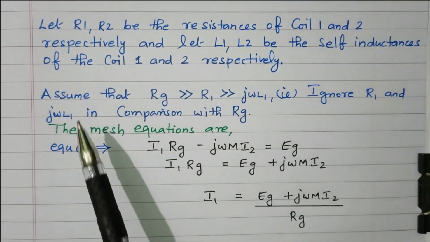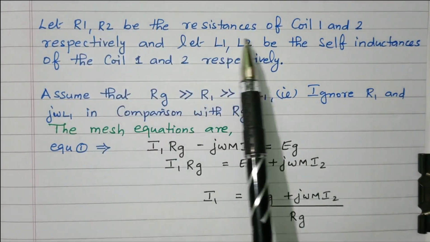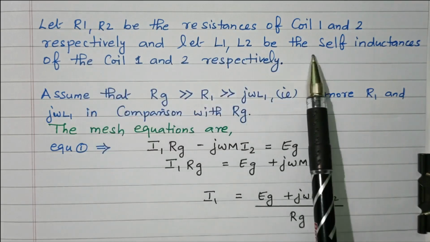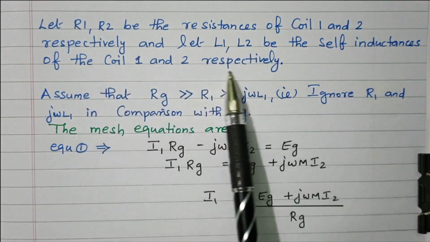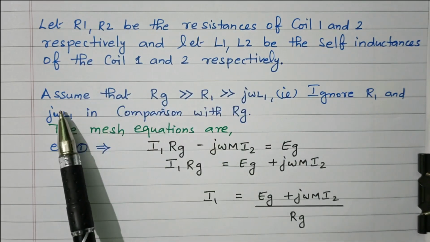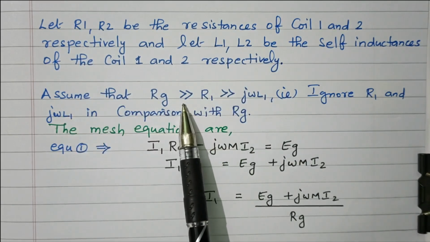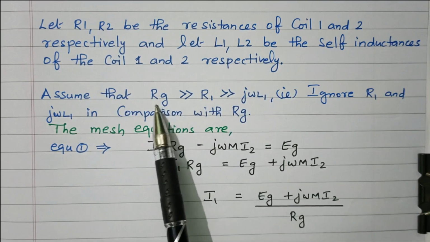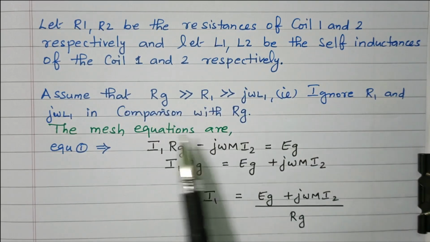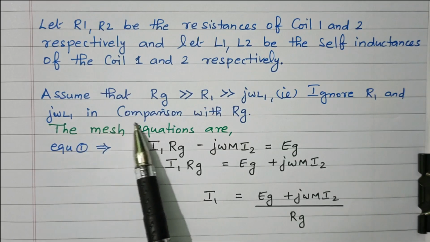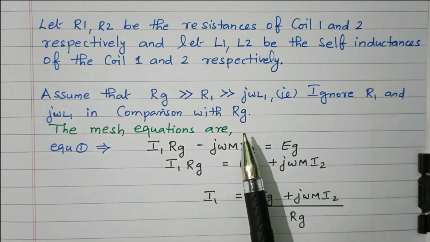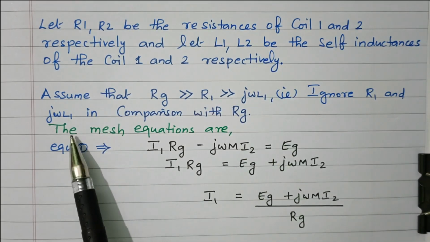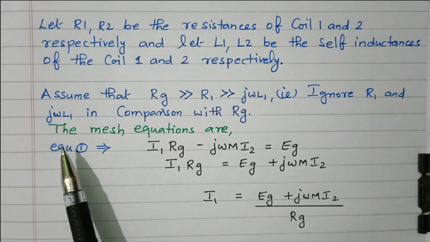So the assumptions are as follows. Let R1 and R2 be the resistance of coil 1 and 2 respectively, and L1 and L2 be the self inductance of coil 1 and 2 respectively. Assume that Rg is much greater than R1 and much greater than j omega L1. So ignore R1 and j omega L1 in comparison with Rg. While framing the equation we do not consider R1 and omega L1, so the mesh equations are reframed.